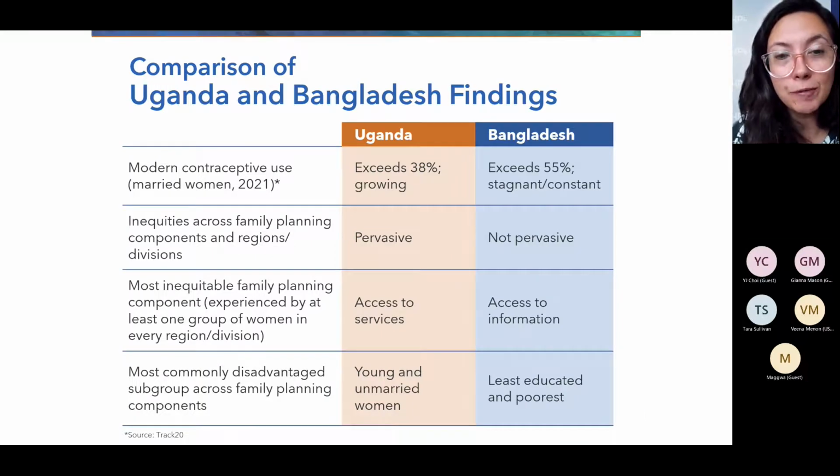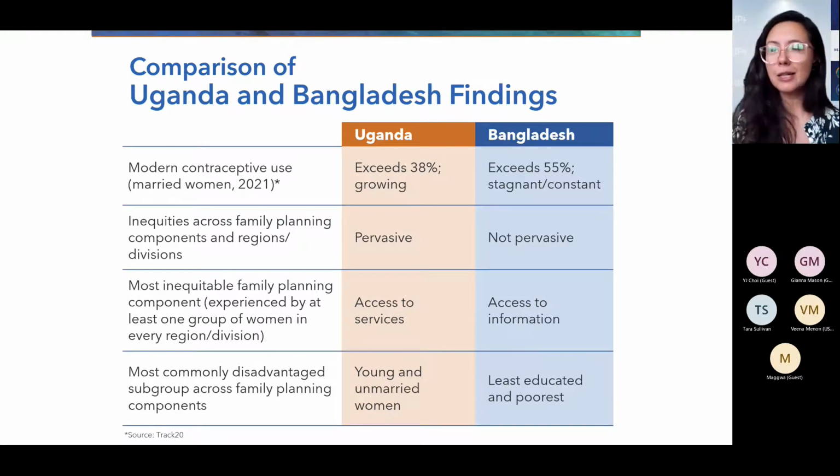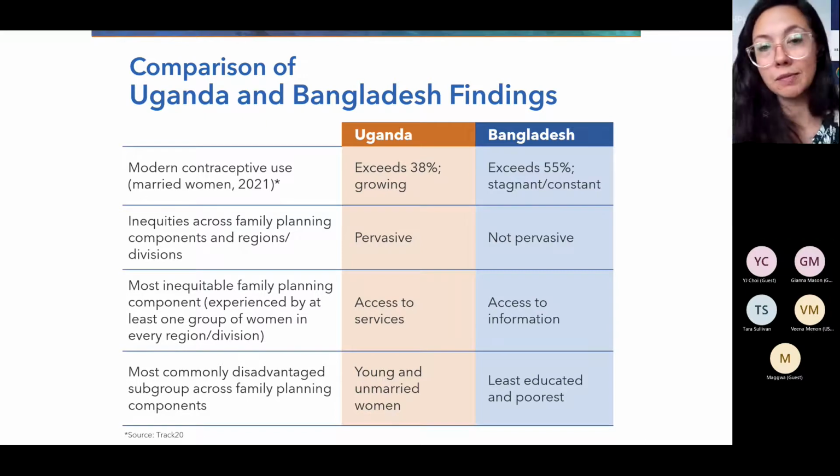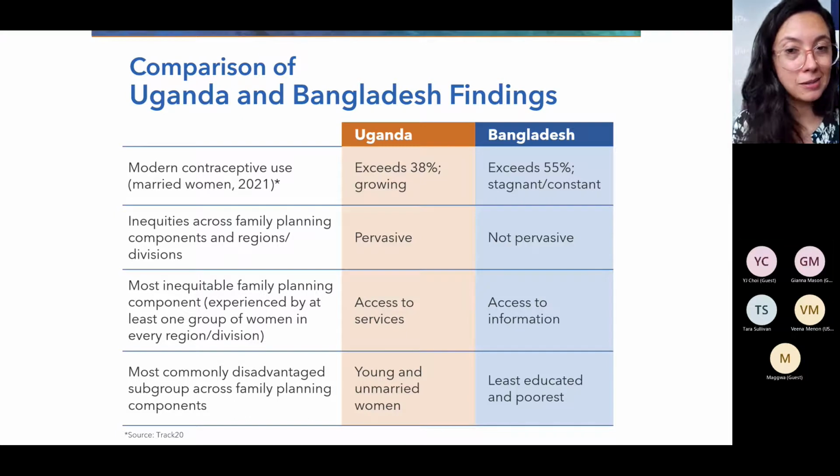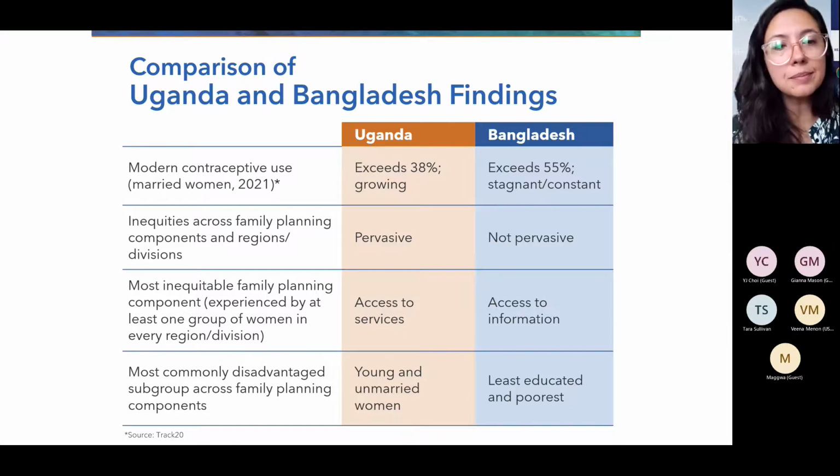So let's do a very superficial comparison first in terms of modern contraceptive use. For married women in Uganda, that was exceeding 38% and growing. Bangladesh is a slightly different story. It's actually relatively high, but that rate isn't really increasing very much these days. It's fairly stagnant or constant.